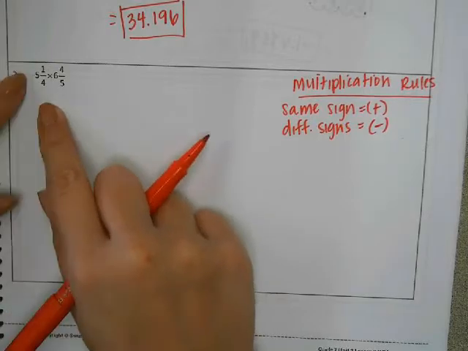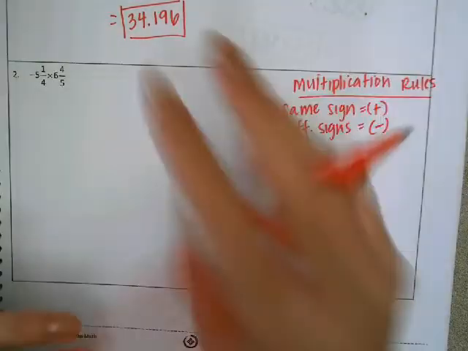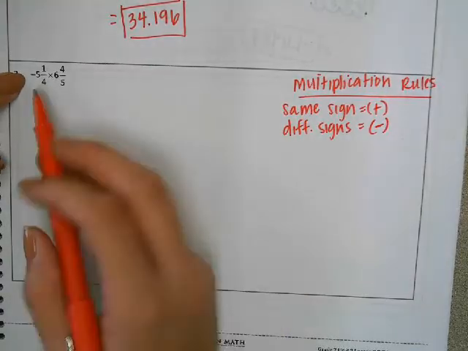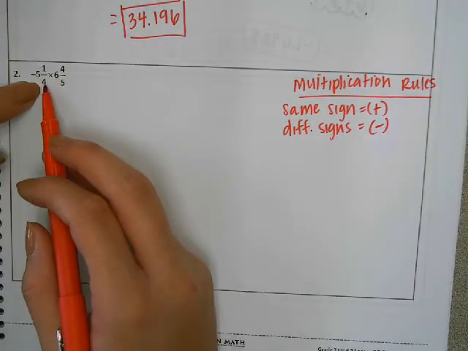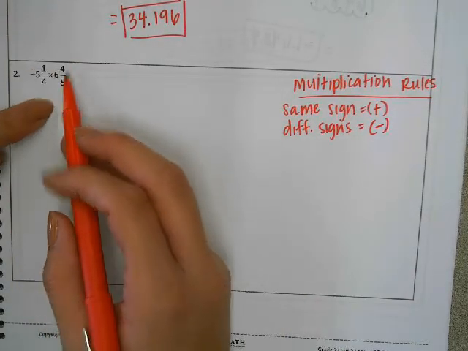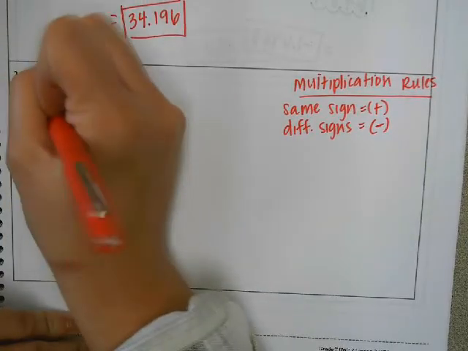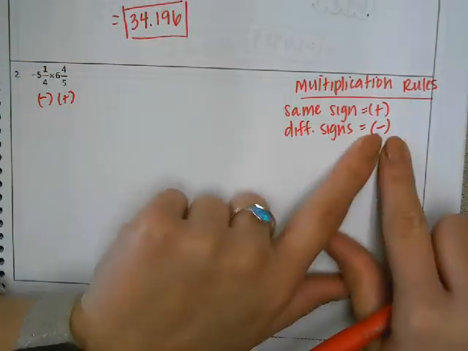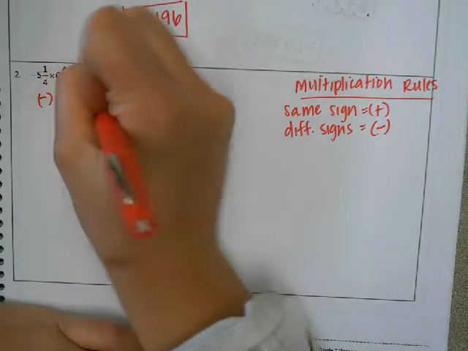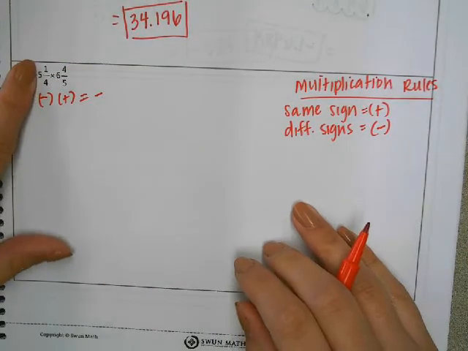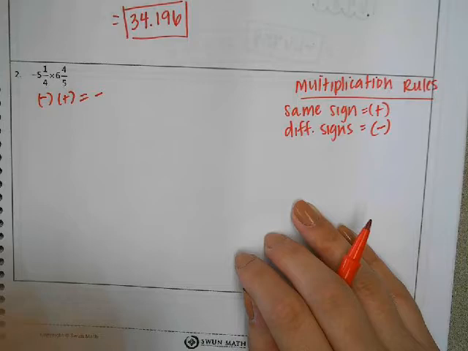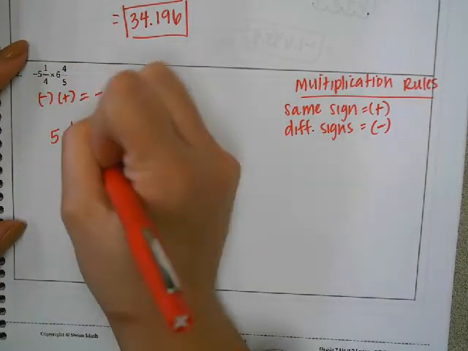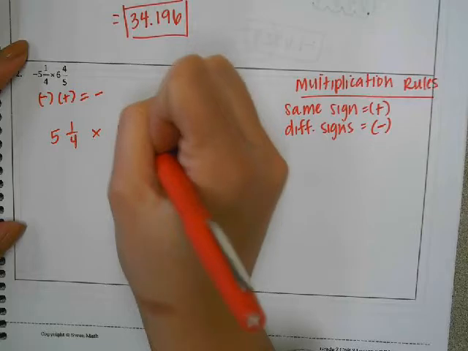So looking at number 2 on this page, this isn't in your book, that's why I'm writing in red, you don't need to copy it. Right here I have a negative 5 1/4 times a positive 6 4/5. So I have a negative times a positive. So I have different signs, so I know my answer is going to be negative. Now I can ignore the signs. I took care of the signs already. I'm going to just ignore the signs now. So 5 1/4 times 6 4/5.